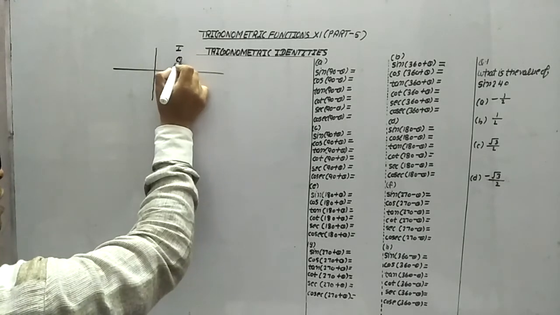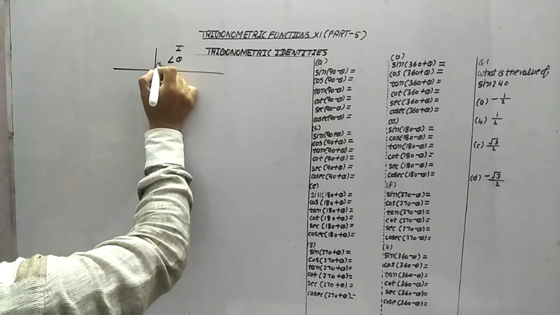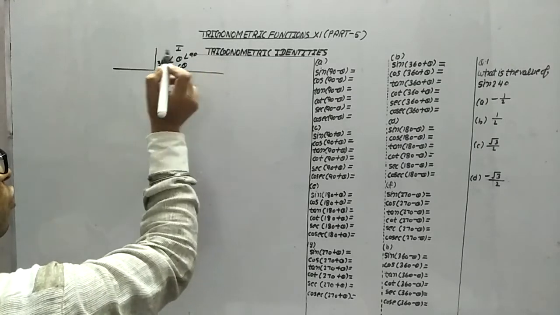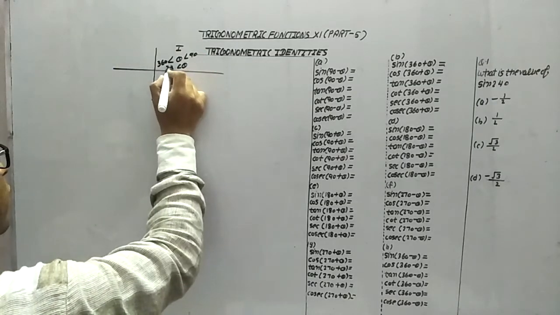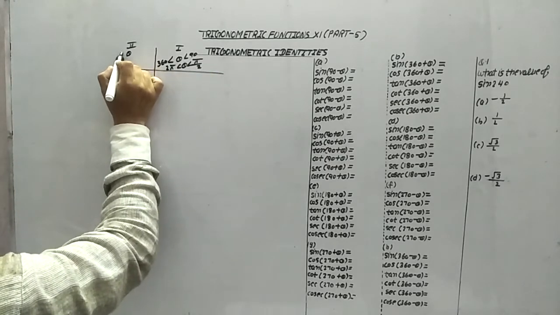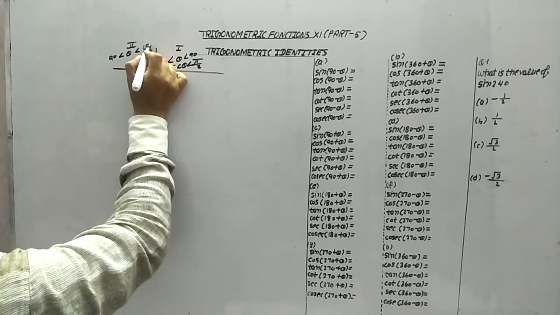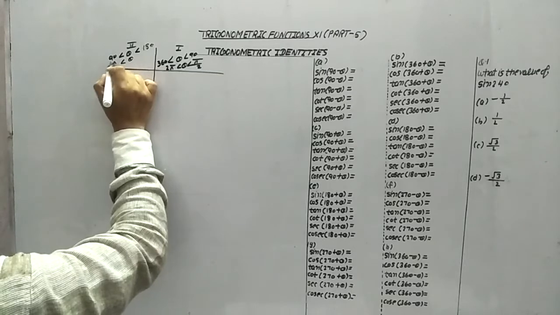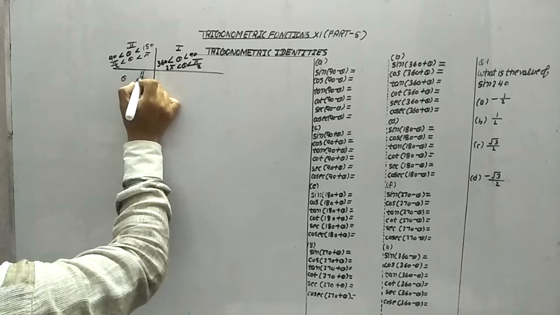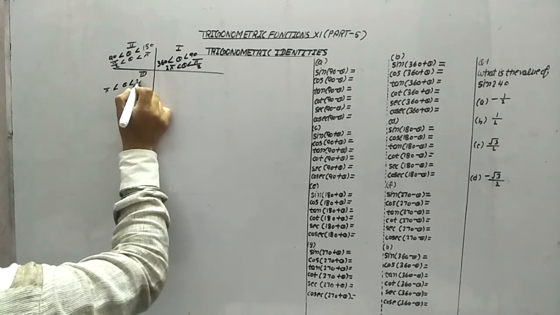In the first quadrant, theta is always greater than 0 and less than 90. In radian form, this is greater than 0 and less than pi by 2. And in the second quadrant, theta is greater than 90 and less than 180, which is pi. In radian form, theta is greater than pi by 2 and less than pi. Also, in the third quadrant, theta is greater than pi and less than 3 pi by 2.